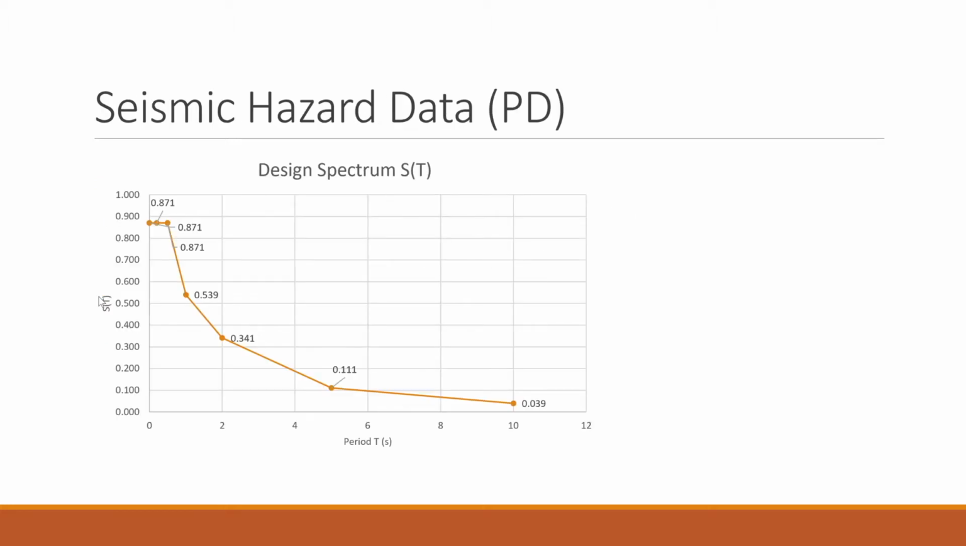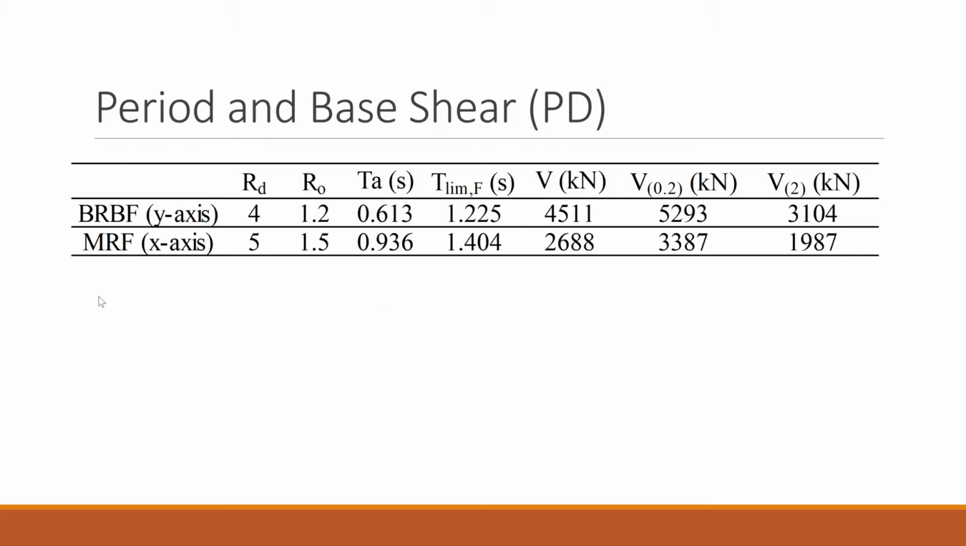According to NBCC 2015, the design spectrum was calculated and plotted in the diagram here, which will be used to interpolate the acceleration in terms of fundamental periods. The values of RD/R0 were selected from NBCC 2015 in terms of their ductility. The fundamental periods were taken as 1.2 seconds for BRBF and 1.4 seconds for MRF.